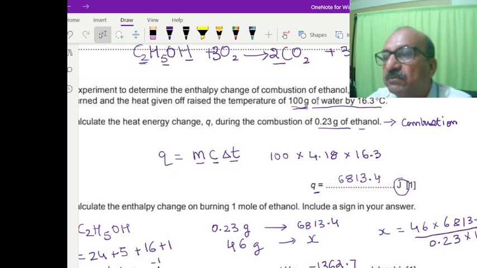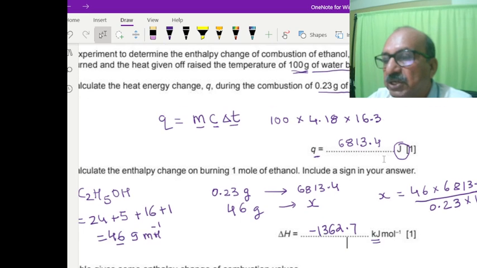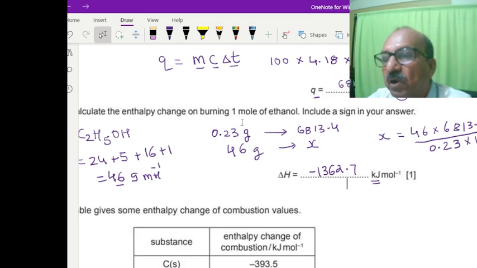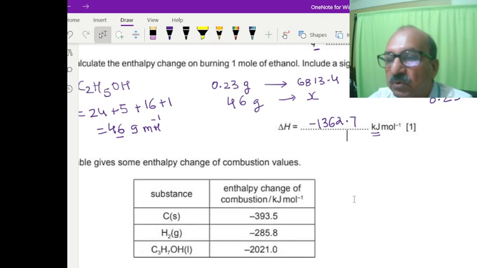Temperature is rising only for 100 gram of water. So you have to take this mass, and then this is the specific heat capacity for water. This is the rise in temperature. This 0.23 gram will be used in the next step, where you have to find out the heat evolved for 1 mole of ethanol. That is the enthalpy change of combustion. So I think you understood this, because this is where most of the students go wrong.